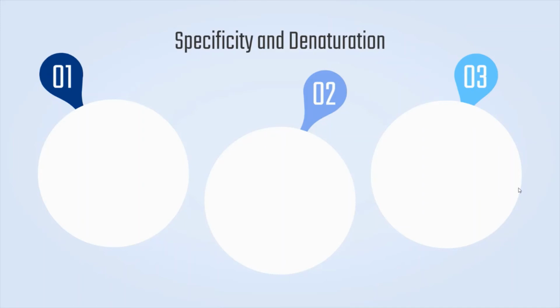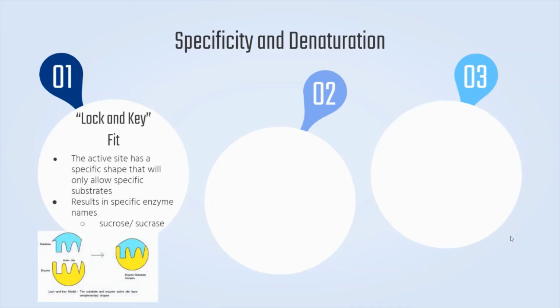And now let's talk about specificity and denaturation of the enzymes. So, as I have said earlier, enzymes are very specific, and we call it a lock and key fit because the active site has a very specific shape that will only allow specific substrates. And this is most likely why there are very specific enzyme names for certain substances. So sucrose, you're going to break it down through something called sucrase. So the -ase basically shows that it is an enzyme.